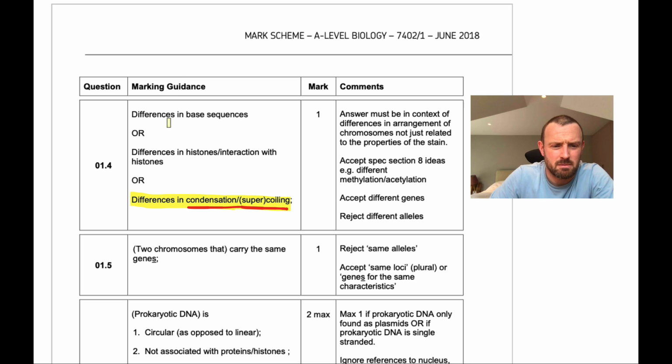And the other thing I said was maybe differences in base sequences. I talked about trinucleotide repeats, which would fall under that. Differences in histones, interactions with the histones. Okay, so if you'd kind of referenced this area, spec section 8, about methylation of the DNA or acetylation of the histones, that would have also been accepted.